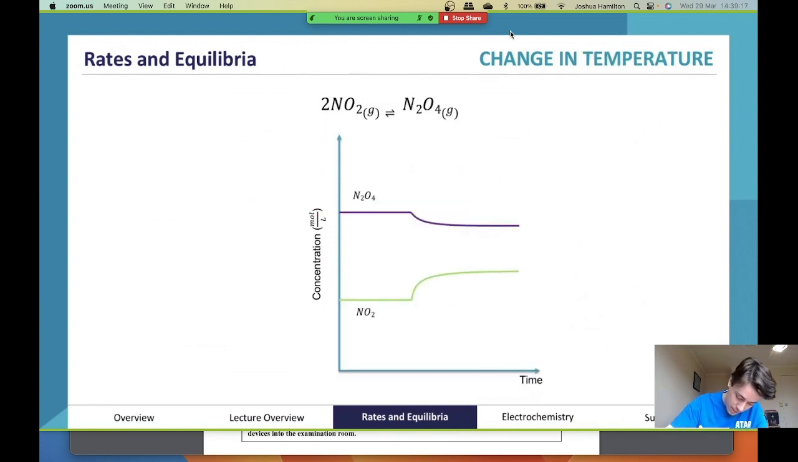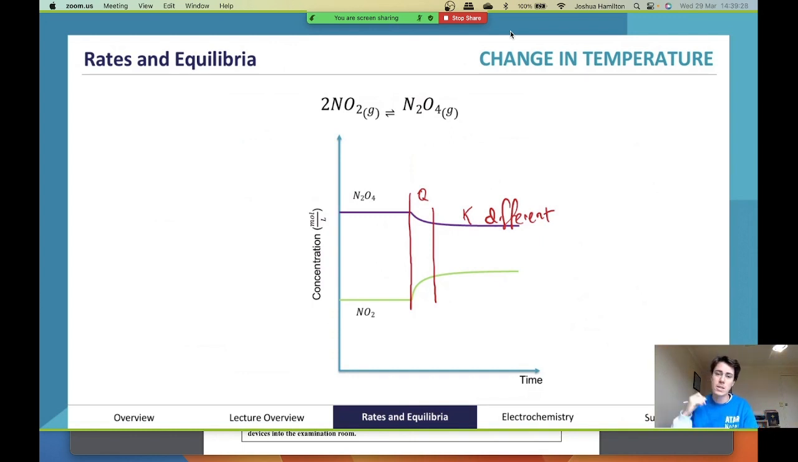Temperature, we have a Q value, from here to here, we have a Q value, then we work our way to a different K value. This is a different K value because we've had a change in temperature, and temperature is the only thing that will change the K value.